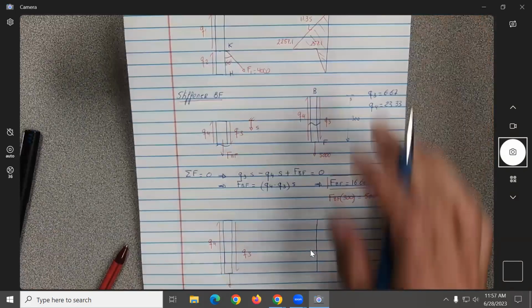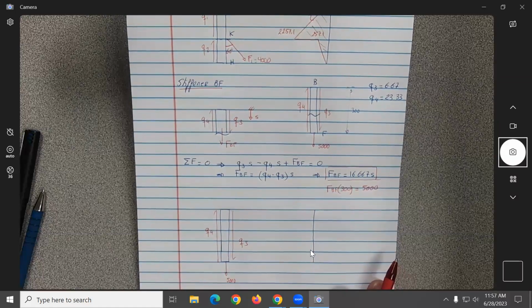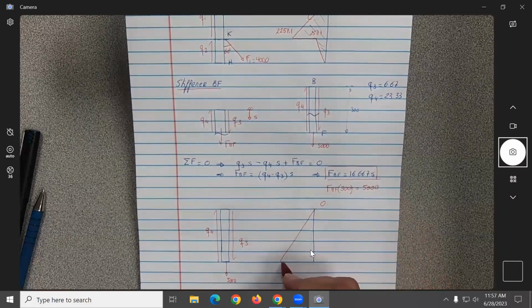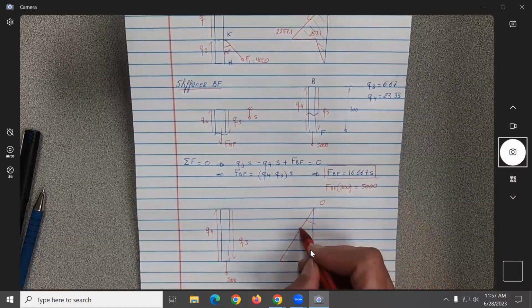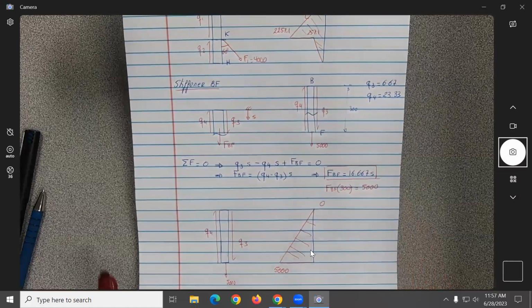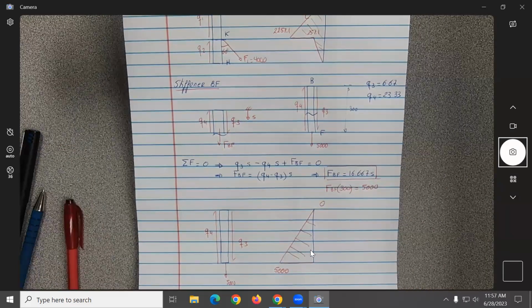I'll move it up again. Sorry for that, guys. So basically what happens is that we start from 0. It will be in tension because the values we're getting are positive. So the whole member will be in tension, and this will be going to 5,000.